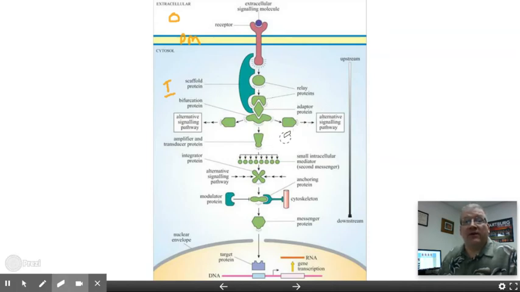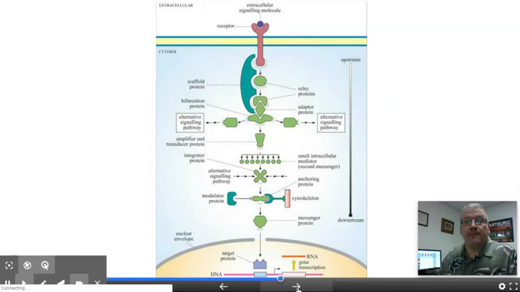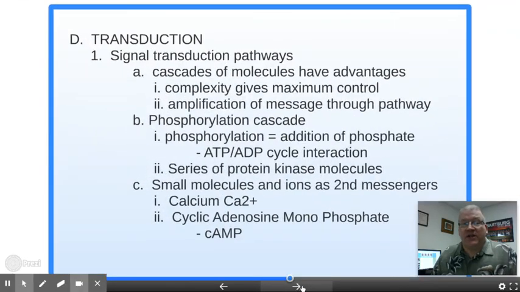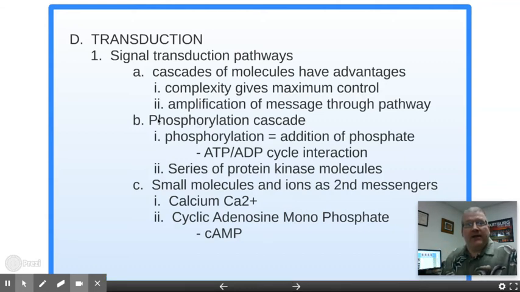But notice all these different signal pathways. Notice all these different possible means of communications from one molecule to another. So the signal transduction pathway now can be an entire cascade of molecules. That again comes back to control. The complexity gives us all sorts of control. Okay. The first one I want to share with you is the phosphorylation cascade.